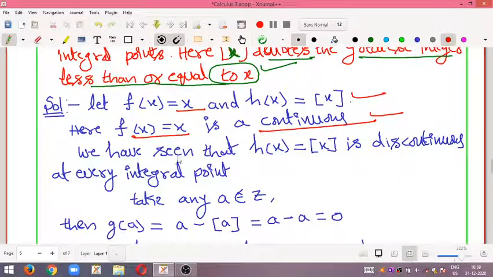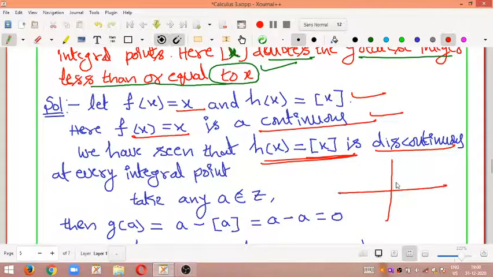Then h of x is the greatest integer function. We know that the greatest integer function is discontinuous, because it is a stepwise function like this. So this is a discontinuous function at every integral point.